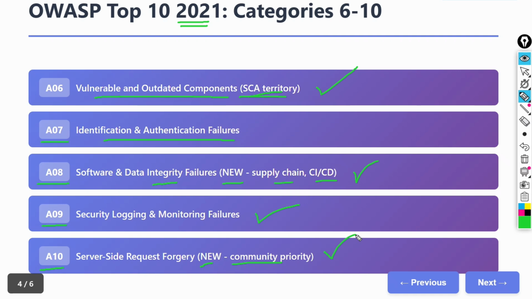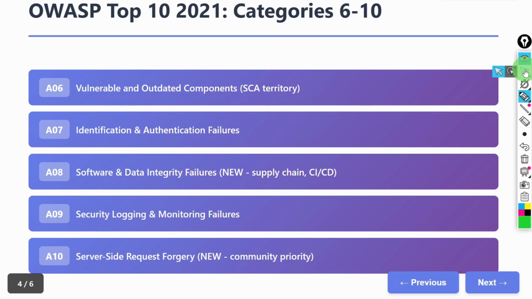So these categories primarily highlight the risk of outdated components, weak encryption, authentication and supply chain attacks, poor monitoring and logging, and server-side request forgery. Together with the first five, this gives us a full picture of today's most critical web application security threats.